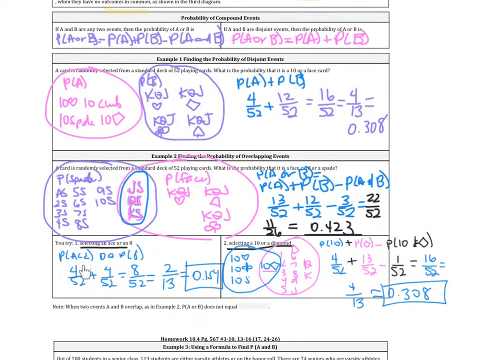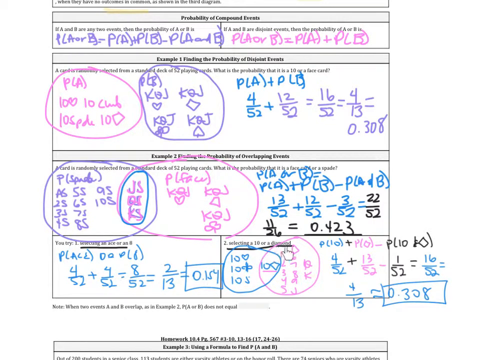So for the probability of an ace, there are 4 aces in the deck out of 52, and the probability of an 8 is also 4 out of 52. There's no overlapping, so these are disjoint. So you just add them together. This is 8 over 52, which is 2 out of 13, or 0.154.